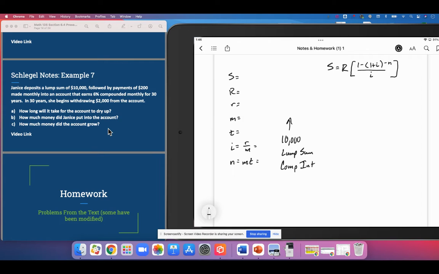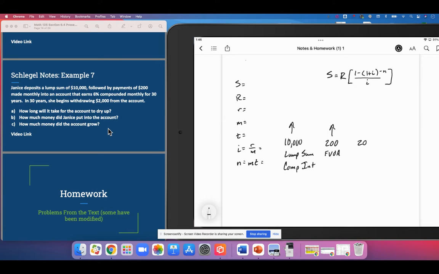In addition to that, she's making payments of $200 per month. The value is going to be going up. That's going to be the future value of an ordinary annuity. And she does that for 30 years. After 30 years, she starts withdrawing $2,000 from the account each month. And the value of that's going to go down, which is going to make it a present value of ordinary annuity. So we are going to have 3 different equations for this one.